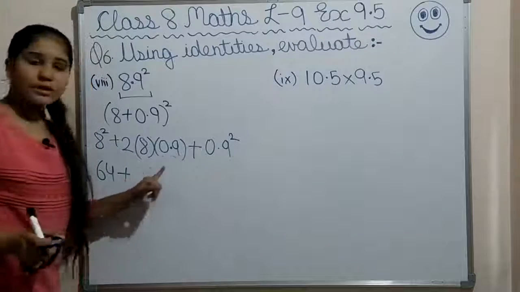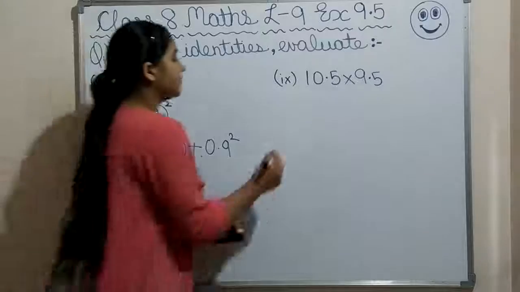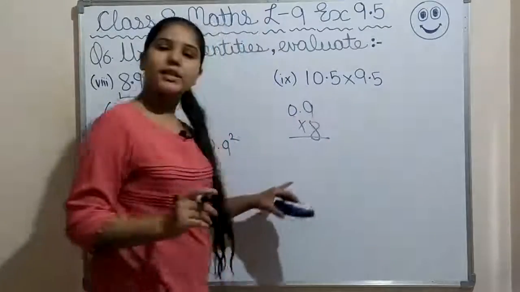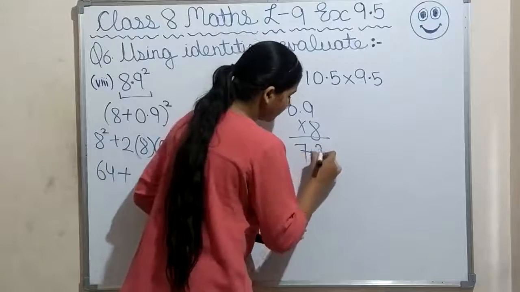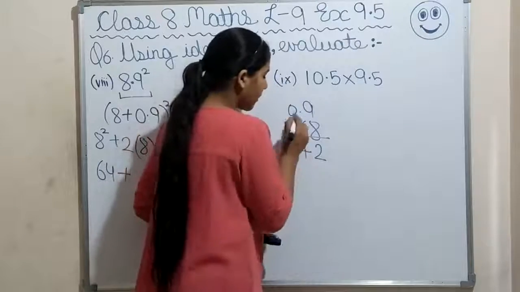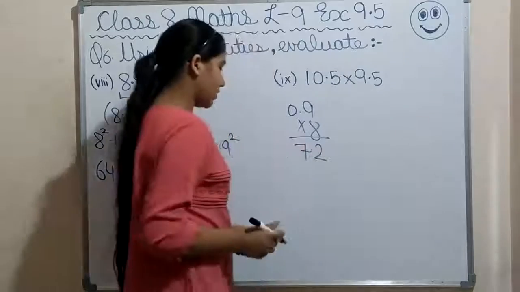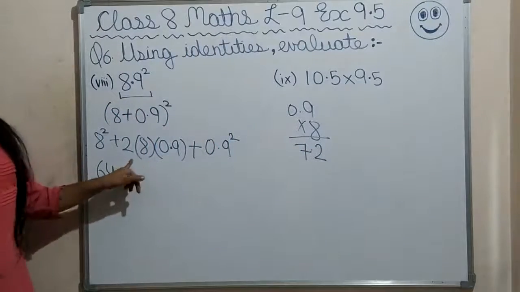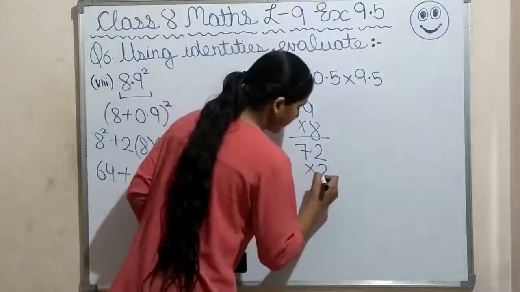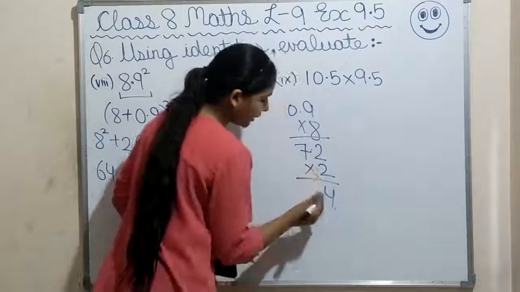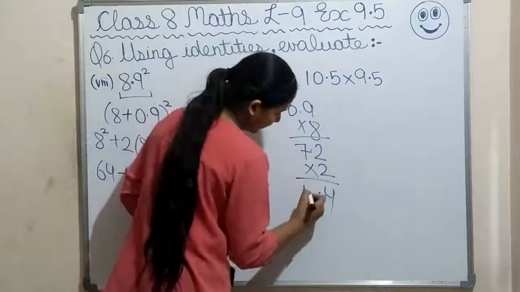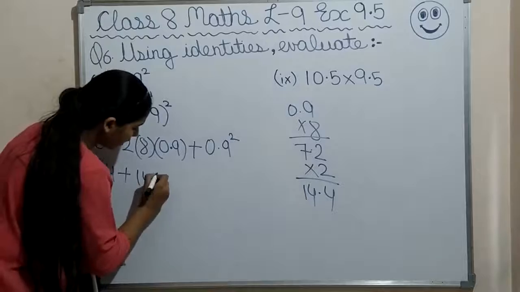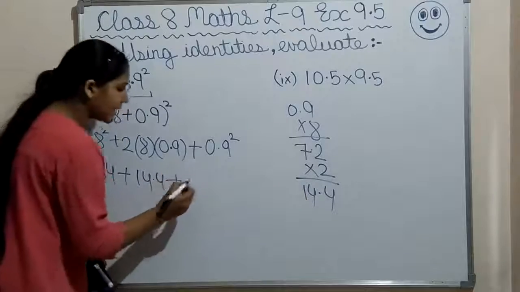First we are going to multiply 0.9 and 8. 8 nines are 72 and a 0. This point is after 1 digit, so here also after 1 digit. We have done these two, then multiply by 2. 2 twos are 4, point as it is, 7 twos are 14, which means 14.4. So we are going to write here 14.4 plus, as it is, 0.9 squared.